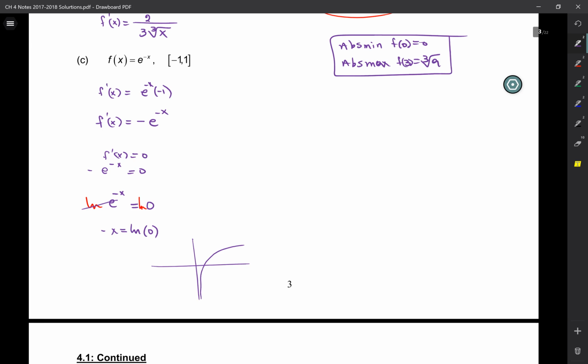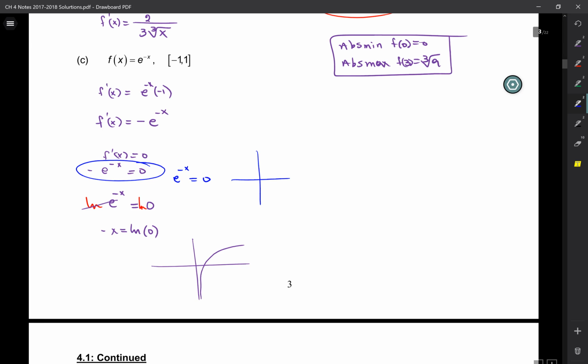Okay? Now, how else would you have known that? Our original problem was e to the negative x equals 0. Now, remember what e to the x looks like. E to the negative x looks like this. In either case, is that function ever 0? It's never 0. So when you have e to the x, there is no way it could be 0.